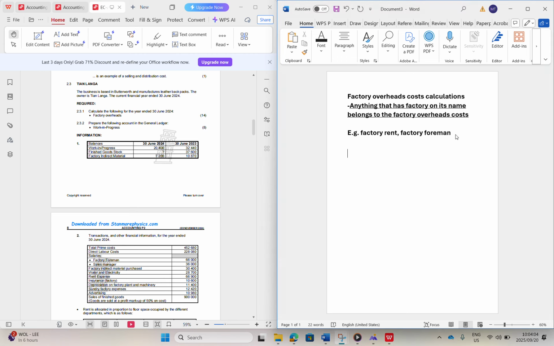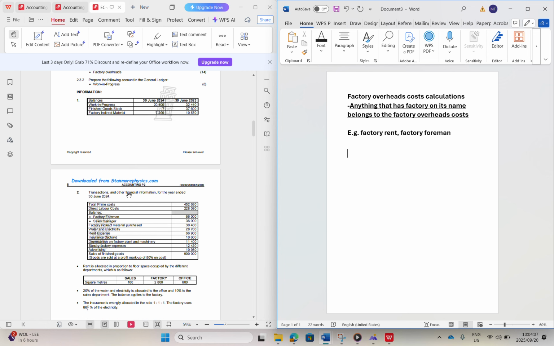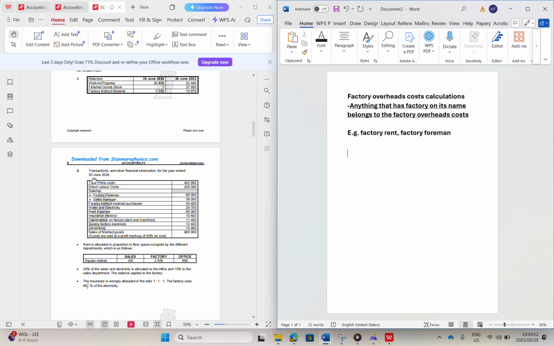Okay, let's start with our calculations. We have transactions and other financial information for the year ended 30 June. We have total prime costs, direct labor costs, which don't belong to the factory, they don't have factory attached. Then we have salaries, but for salaries we have the factory foreman and the sales manager, not the factory sales manager, just the sales manager. So we have the factory foreman, and I said anything that has factory belongs to the factory overhead. So the factory foreman belongs to the factory overhead, so we add 66,000.